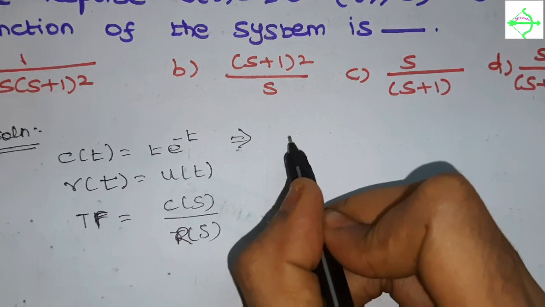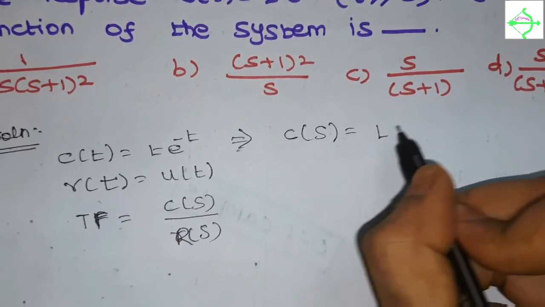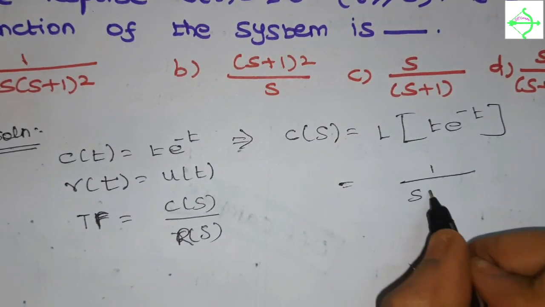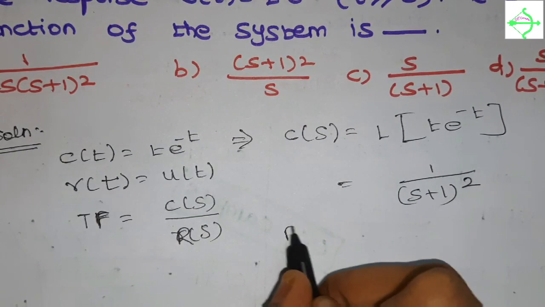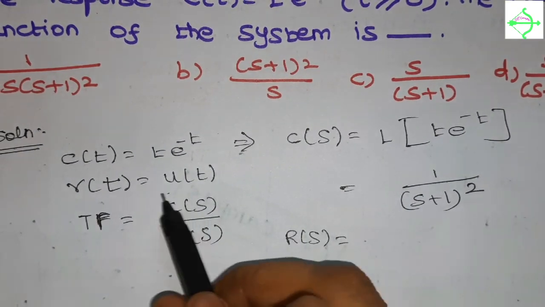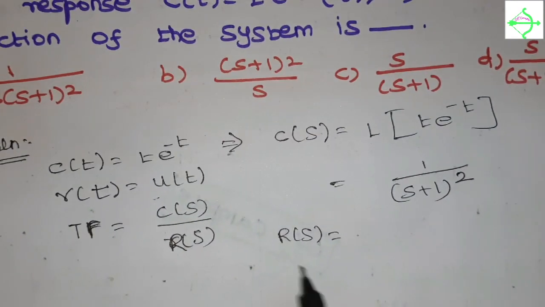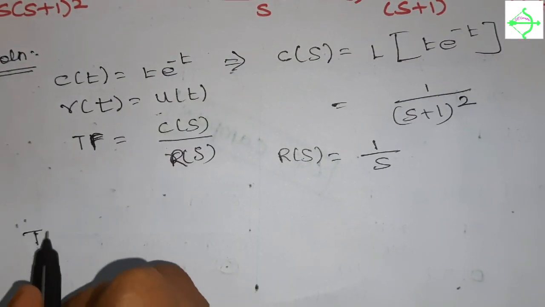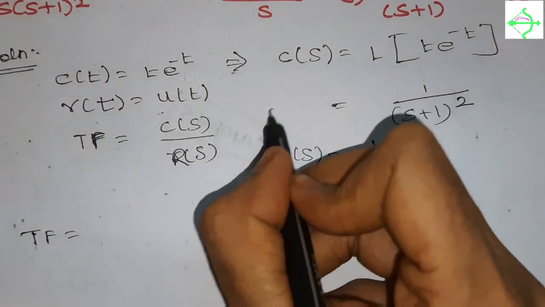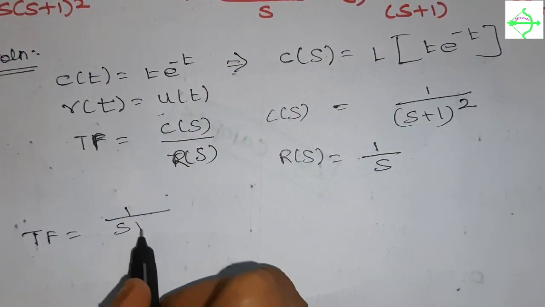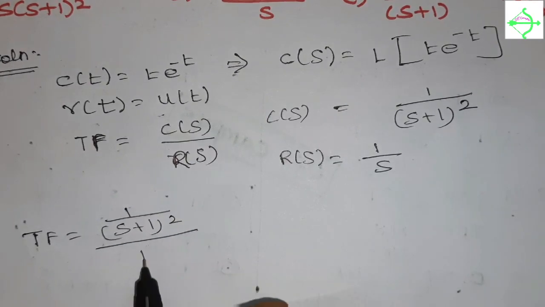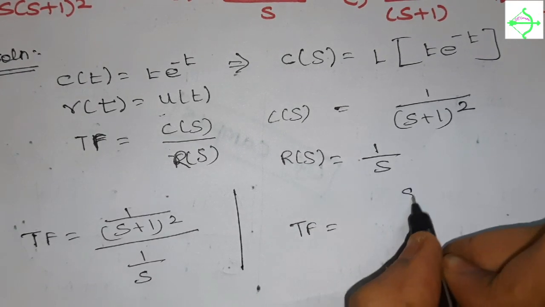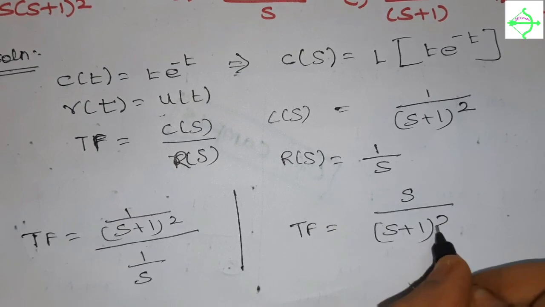Laplace transform of c(t) equals C(s). Laplace transform of t e power minus t will give 1 by (s + 1) the whole squared. Next, Laplace transform of r(t), R(s). Laplace transform of unit step input u(t) is equal to 1 by s. We have to find the transfer function C(s) divided by R(s). C(s) is equal to 1 by (s + 1) the whole squared, divided by 1 by s. What we will get? Transfer function is equal to s divided by (s + 1) the whole squared.